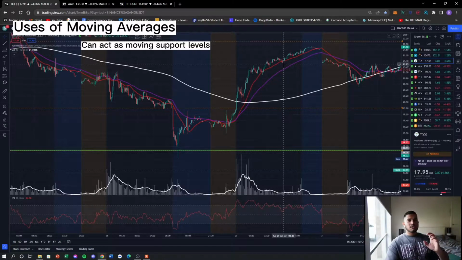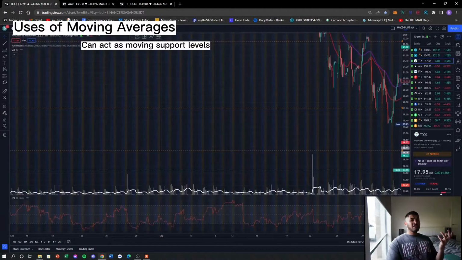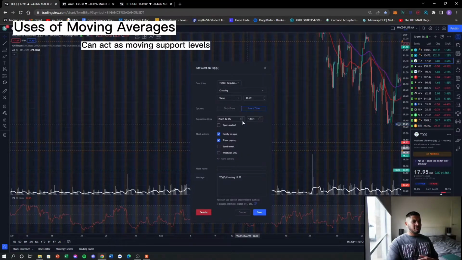I would usually use the 20 MA in a shorter term time frame, which is either the 1 minute or the 5 minute, and you can even use it on the 1 hour. It's completely up to you.